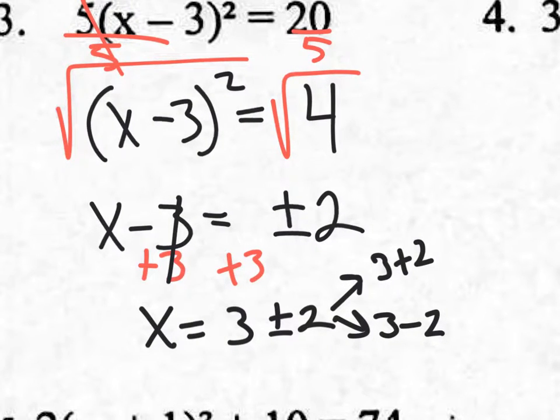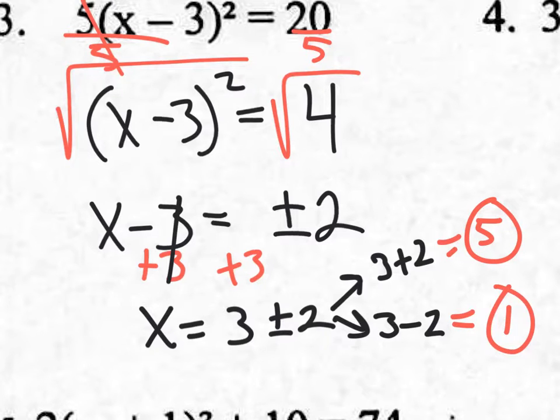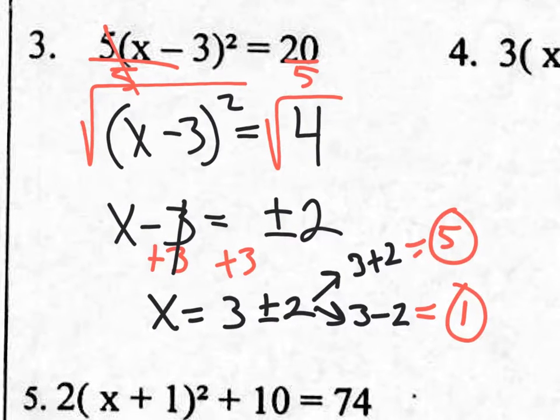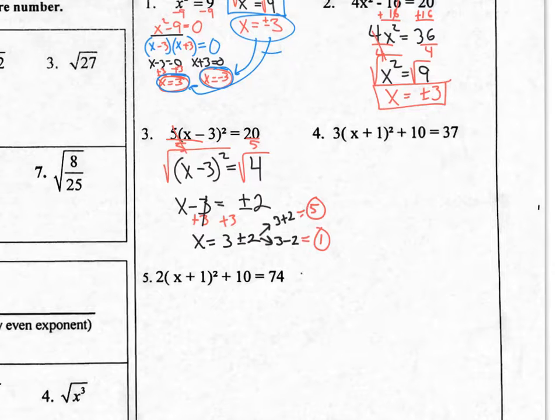So 3 plus 2 is what? 5. That is one answer. 3 minus 2 is what? 1. That's another answer. Cool? Kind of confused? Yeah. Let me pause it. So, for the sake of time, we're going to just flip the paper over and move on to complex numbers.